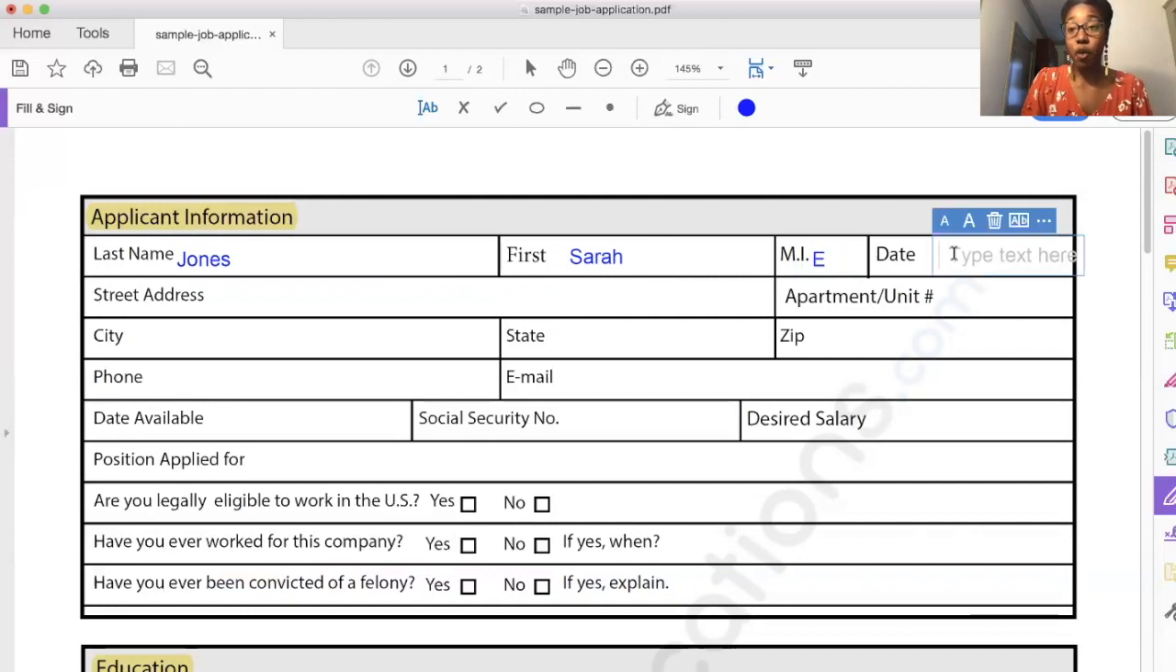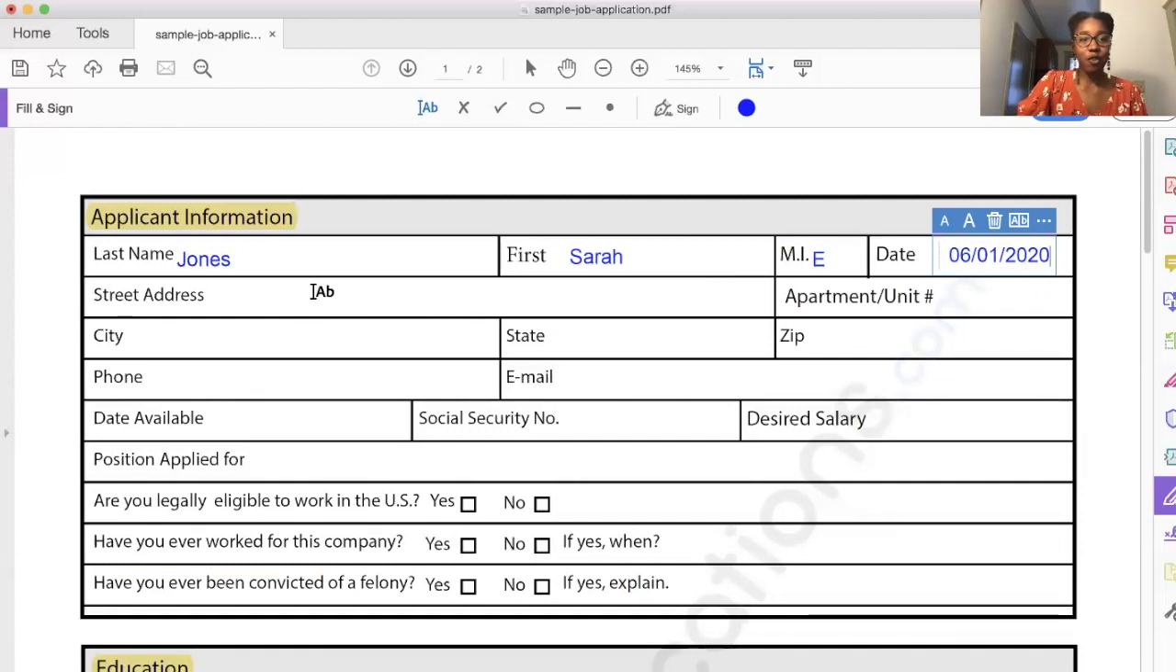Next, it is asking for today's date. For today's date, we put 6 for June, 1 for the 1st, and 2020 for the year. So we have June, which is the 6th month, 1, because it is the first day of the month, and the year, 2020.